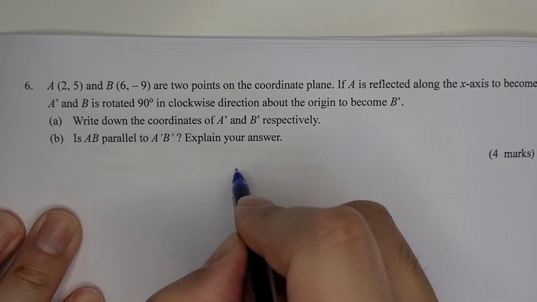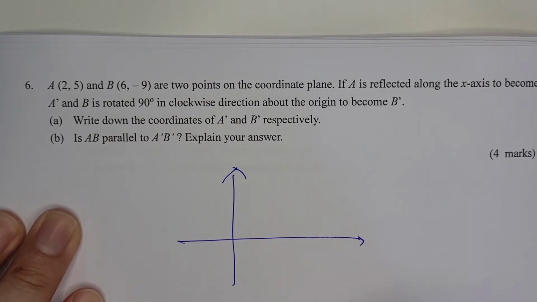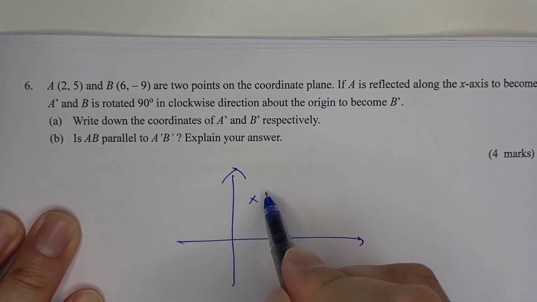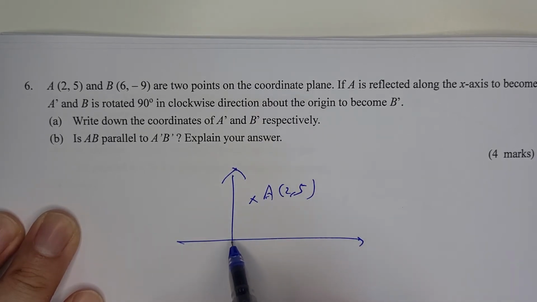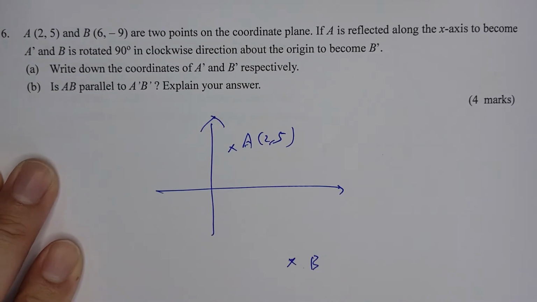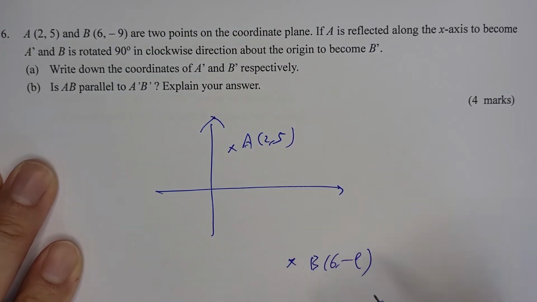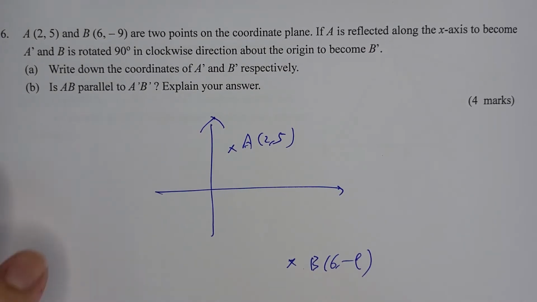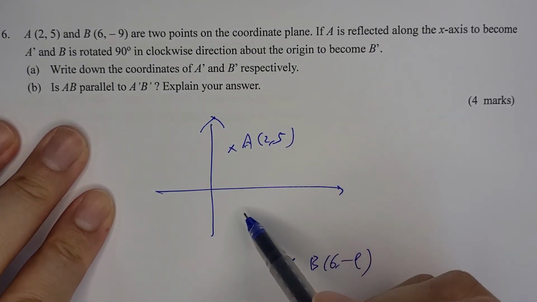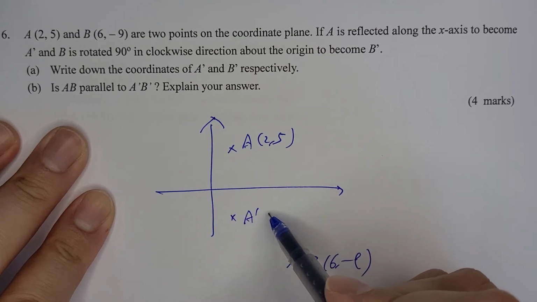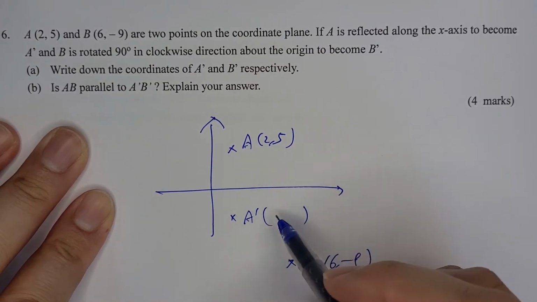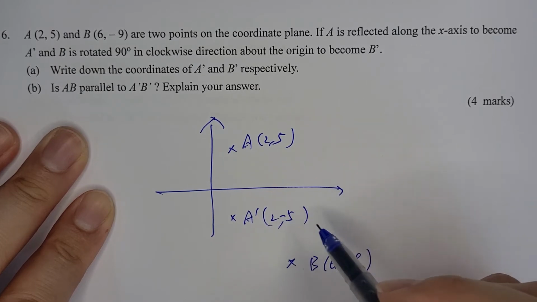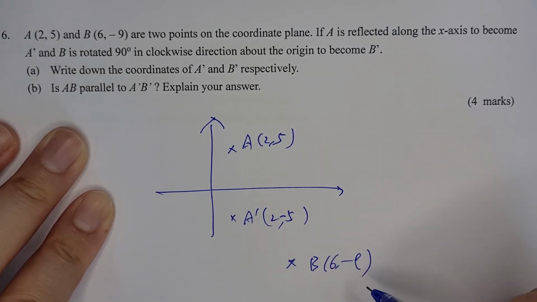Okay, you may try to sketch something like this. 2, 5. Okay. And B, that is 6, negative 9. 6, negative 9. Okay, that's a bit far away here. So if A is reflected along the x-axis, okay, then it moves to here. A prime, when you reflect along the x-axis, that means the x-coordinate has no change. The y-coordinate, okay, add the negative sign, that's A prime.